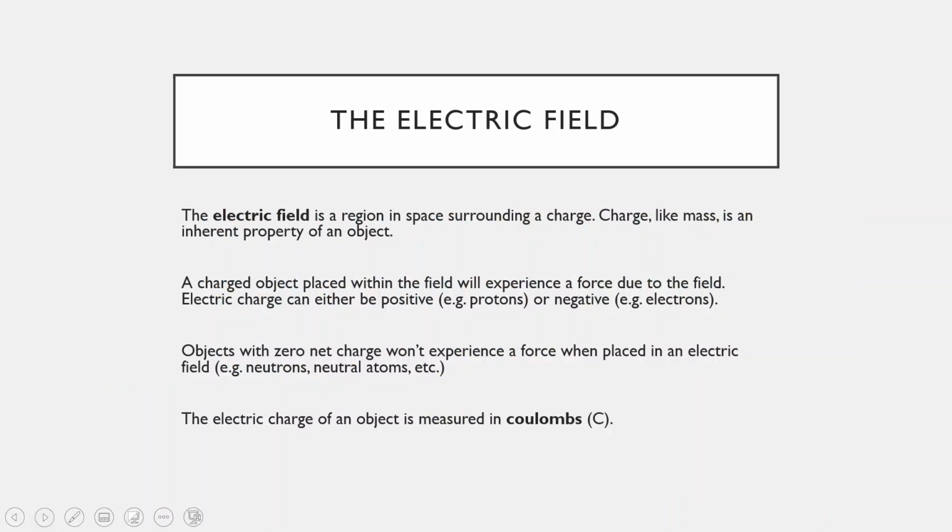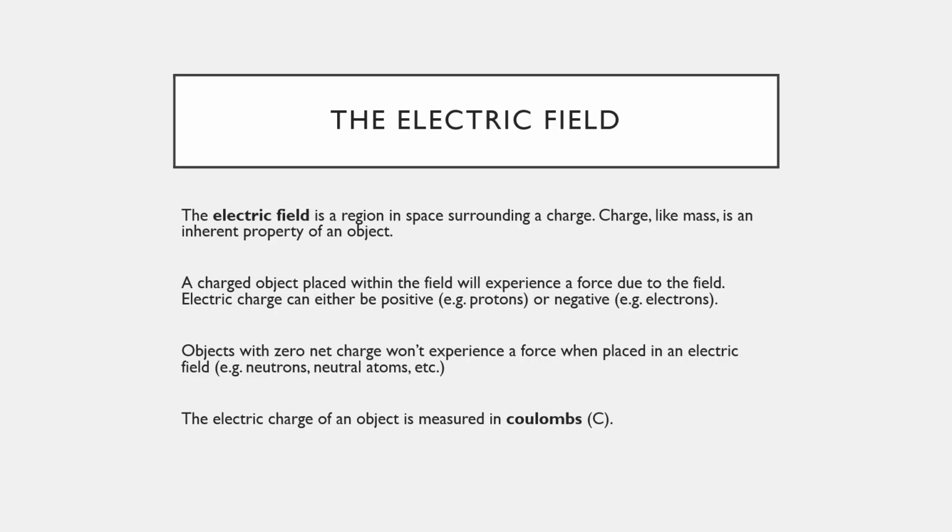So, what is the electric field? Basically, just like the gravitational field, the electric field is just a region in space. It's a region in space surrounding a charge, rather than the gravitational field being a region of space that surrounds a mass.